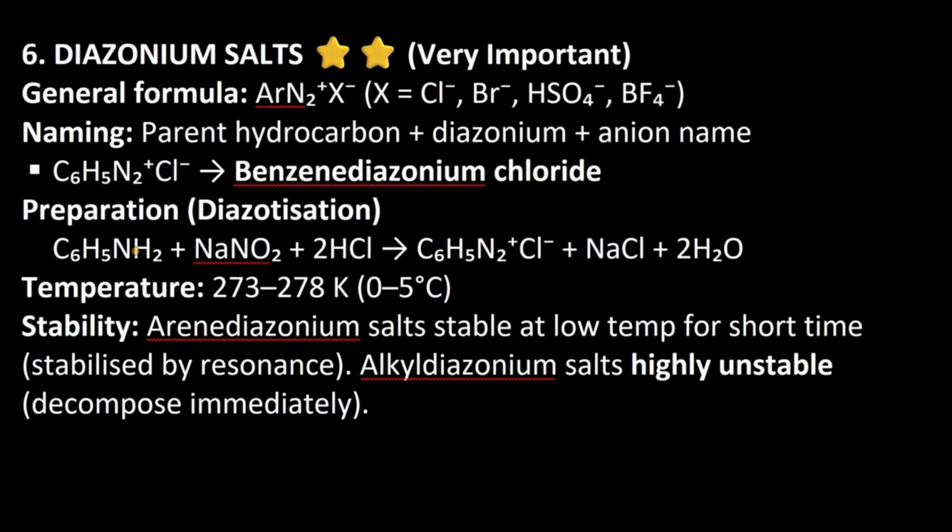Then diazonium salt. I had already told you about diazonium salt, which we prepared from aromatic amines using the diazotization method with nitrous acid. Okay, this salt is stable because it is undergoing resonance with the benzene ring.